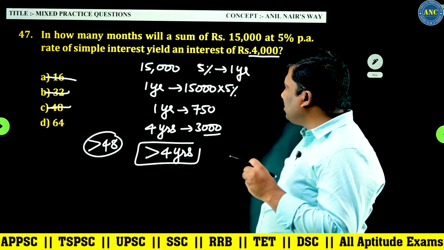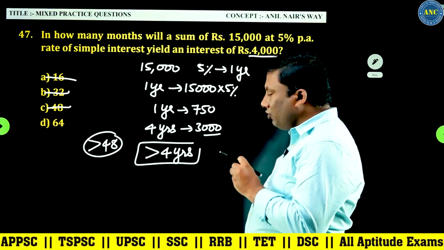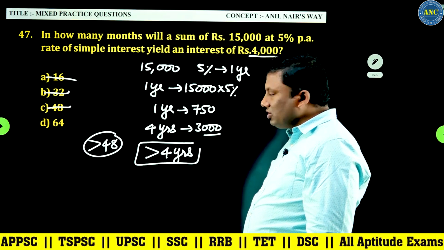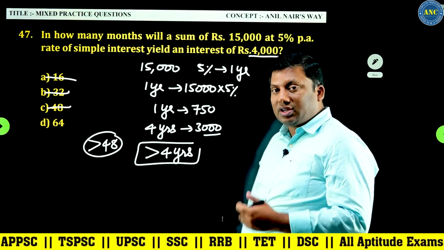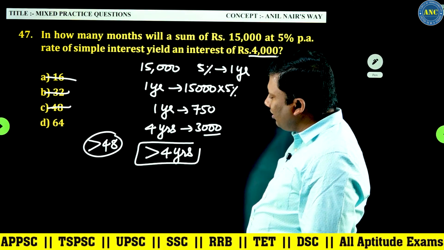15,000, 5% for 1 year. For 4 years it is 3,000. I need 4,000. So the answer has to be greater than 4 years.